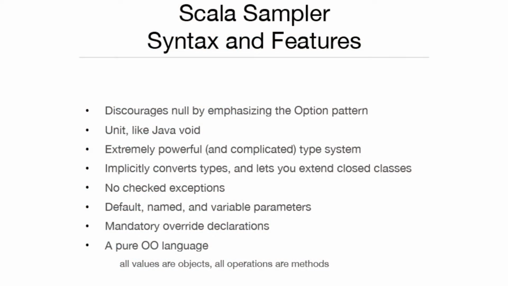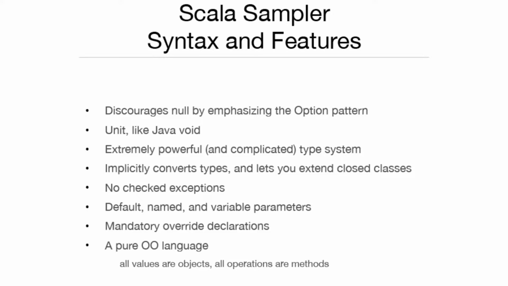Null pointer exceptions are a perennial problem in languages like Java. Scala discourages the use of null and instead encourages a pattern called the option pattern. You can have a void. It's called unit, and it's typed, unlike in Java. There is an extremely powerful, some would argue too powerful, type system in Scala, which leads to some of its complexity.